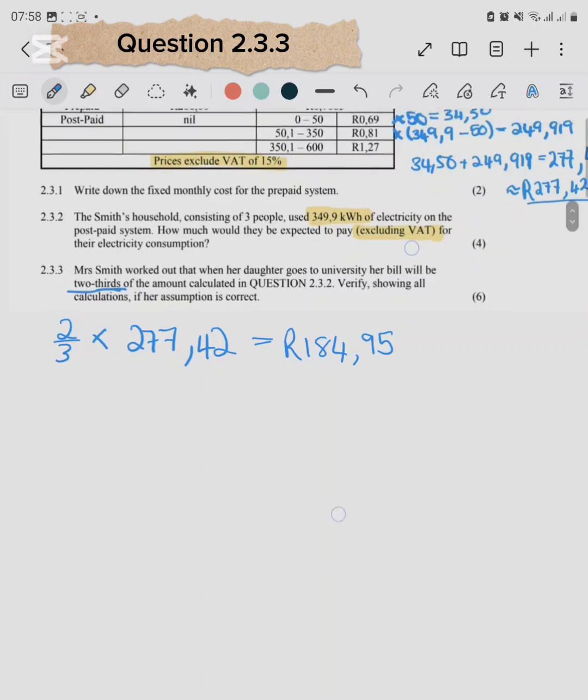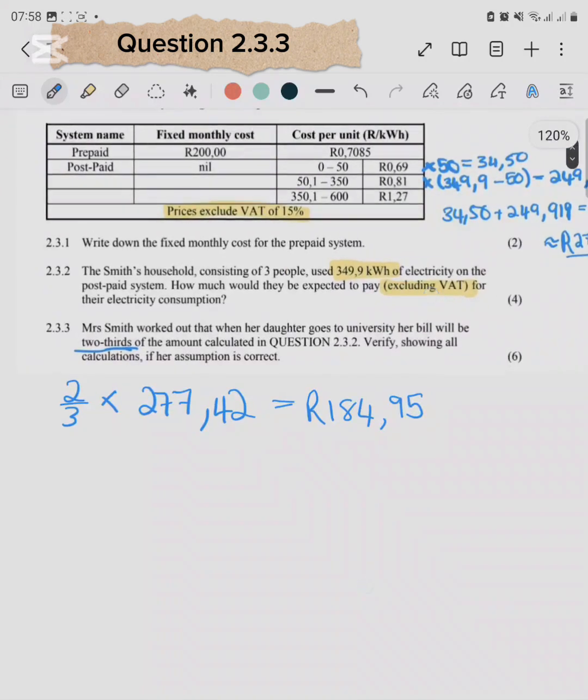So all we're going to do is recalculate the cost of the kilowatts, but obviously we're not going to recalculate the cost of all 349,9 kilowatts. We need to first work out, well, what is 2/3 of the kilowatts that they use, or the 349,9 kilowatts.